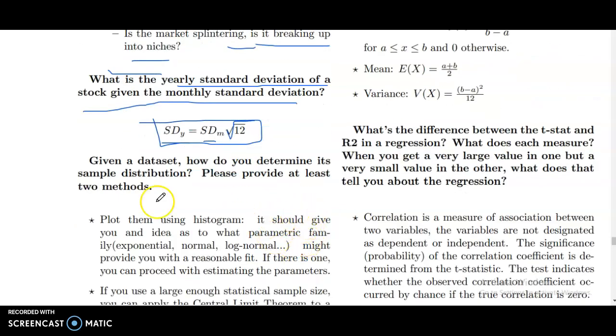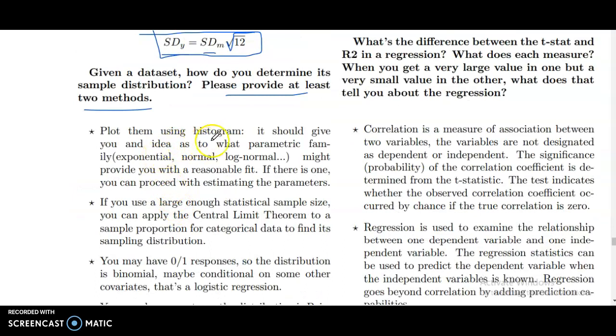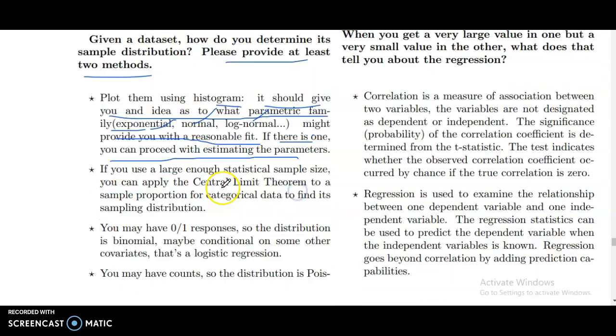Given a data set, how do you determine its sample distribution? Please provide at least two methods. Plot them using a histogram. It should give you an idea as to what parametric family, exponential, normal, log normal, might provide you with a reasonable fit. If there is one, you can proceed with estimating the parameters.